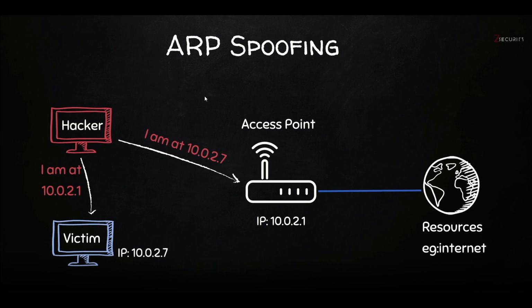So what ARP spoofing is, basically, is that the hacker will send a response, even though no one requested it. The access point did not request anything, nor did the victim. It will still send a response, and the funny thing is they will even accept it. The hacker would be like, I am at 10.0.2.7. It will be like, what? Okay, you are the victim, you are not the hacker. I understand that. And what did you do? I'll show you later.